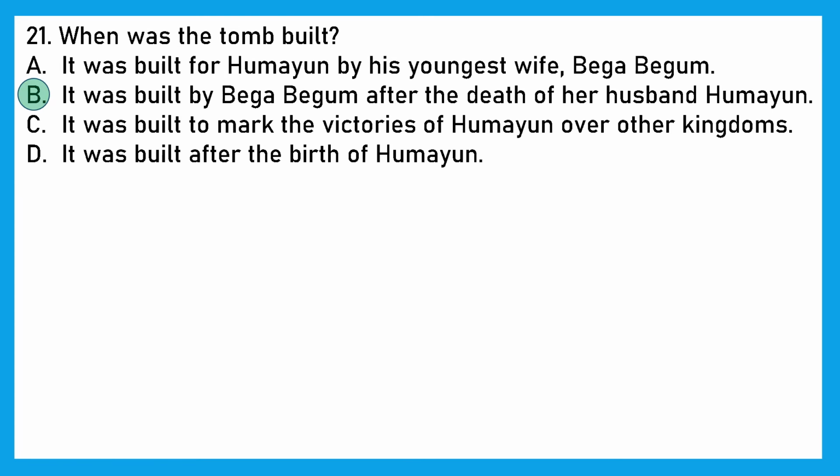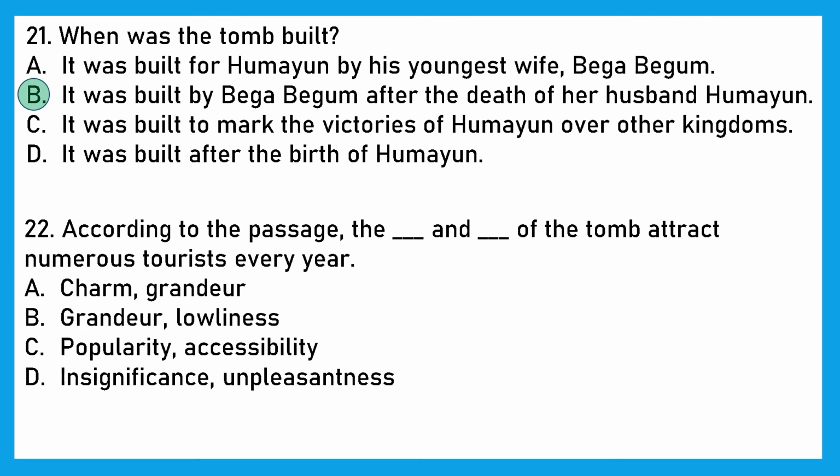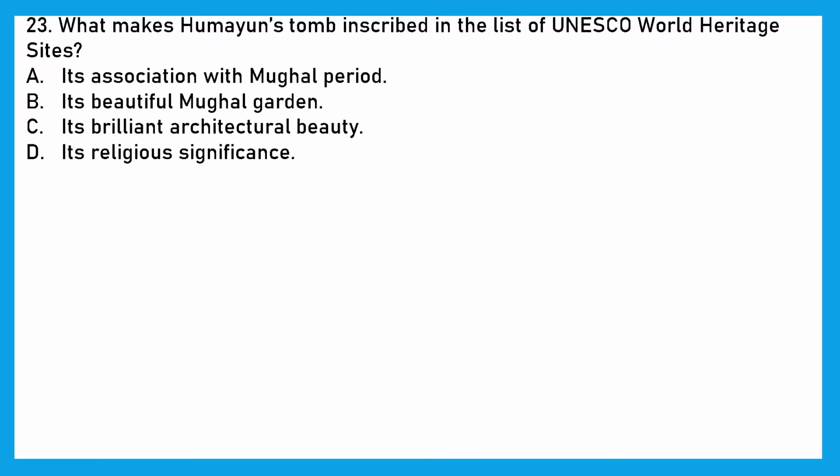Question 22. According to the passage, the dash and dash of the tomb attract numerous tourists every year. The right answer here is the charm and the grandeur of the tomb attract numerous tourists every year. Question 23. What makes Humayun's tomb inscribed in the list of UNESCO World Heritage Sites? And the right answer here is its brilliant architectural beauty, option C.